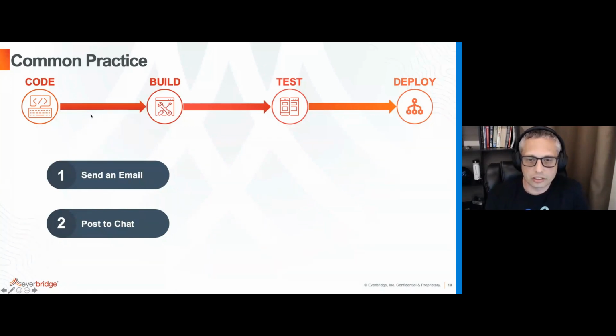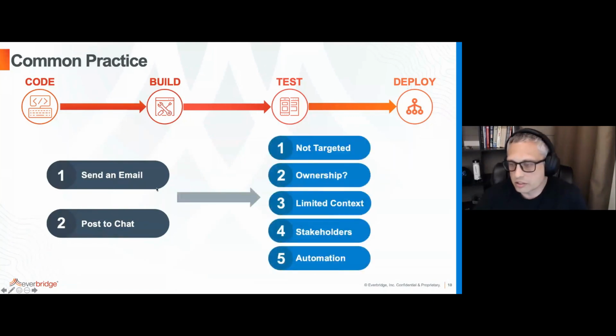The orchestration tool is going to either send an email or post to a chat. The problem with this is that in most cases, they're not very targeted, or there's a limited ability to target them. So you might do things like, I'm just going to target the developers, or I'm just going to target the QA in this case. But beyond that, that's about all you can do.